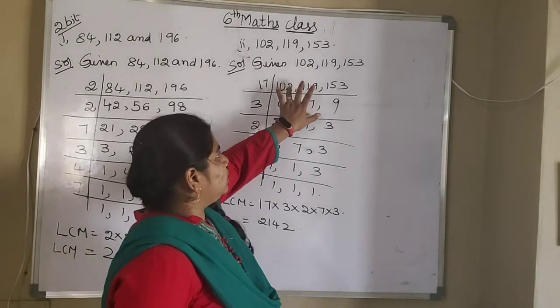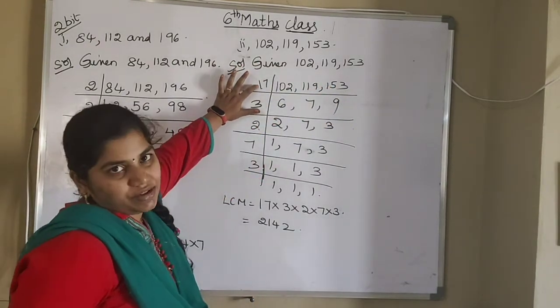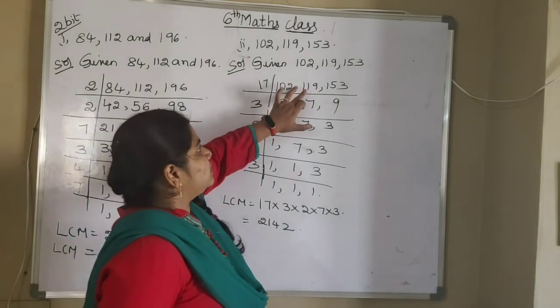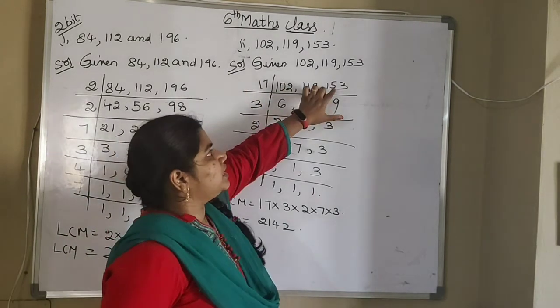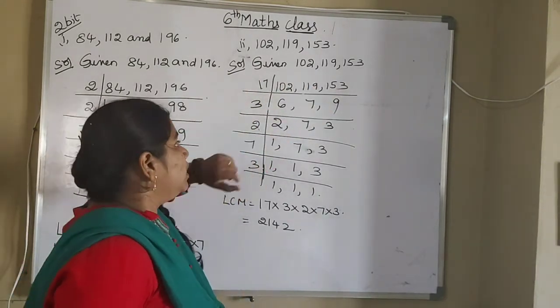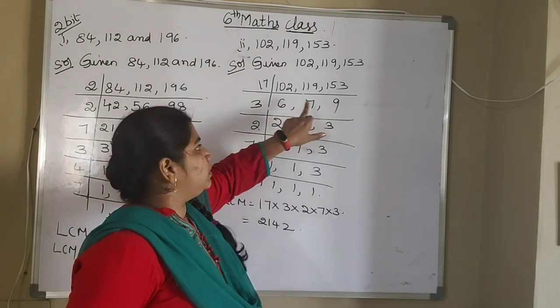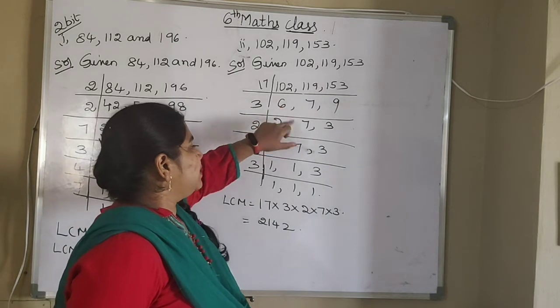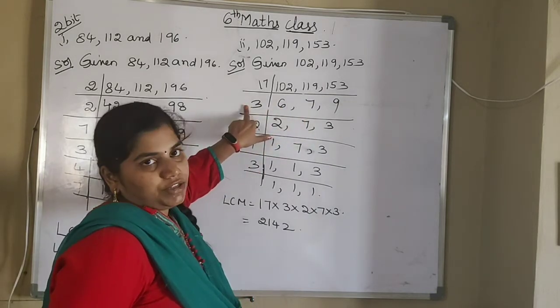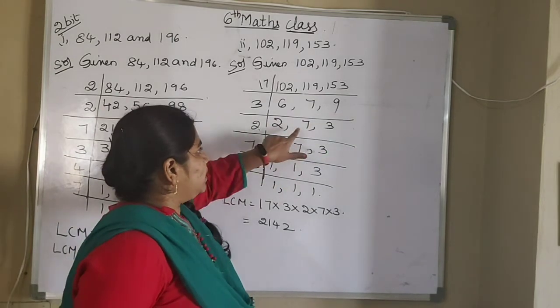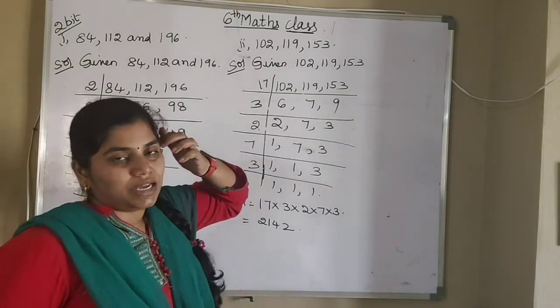These three numbers will be divided with the 17 table. So 17 6s is 102, 17 7s is 119, 17 9s is 153. So in these numbers, 6 and 9 will be divisible by 3. So 3 2s are 6. 7 will not come in the 3 table, so I am writing this 7 as it is. 3 3s are 9. So these three numbers are not divisible by any other number.